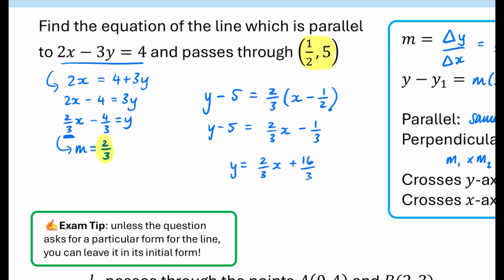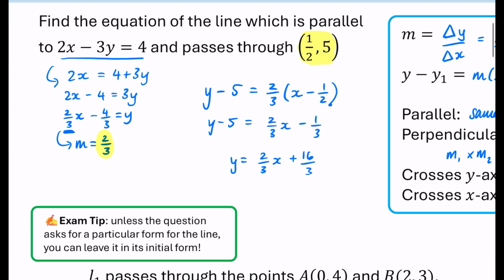I think that's right. Yeah, 15/3. No, not 16 thirds, because it's going to be minus a third plus 5. So not 16 thirds. I think it will be 14 thirds, won't it? Yeah, 15 thirds minus a third is 14 thirds. But this would have still got you the full marks unless it asked for it in that y equals mx plus c form.